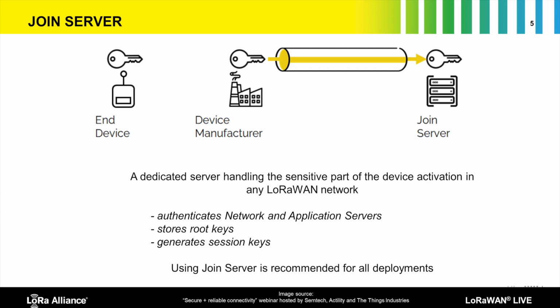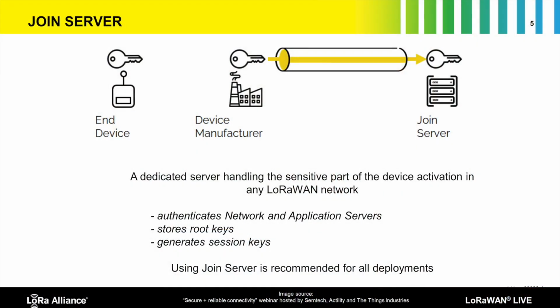The join server serves a very important role in the LoRaWAN ecosystem. It ensures that root keys, the keys which are used to derive the keys that we use during a communication session, are stored safely. The idea is that only the end device knows those root keys, and the manufacturer and the join server exchange them. The root keys never leave those two places. They are safely stored in enterprise management solutions.